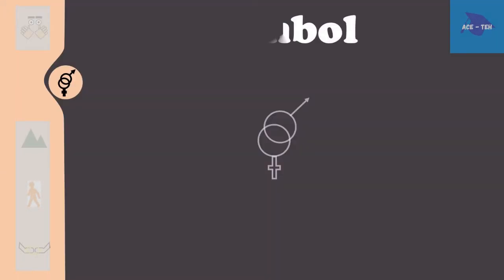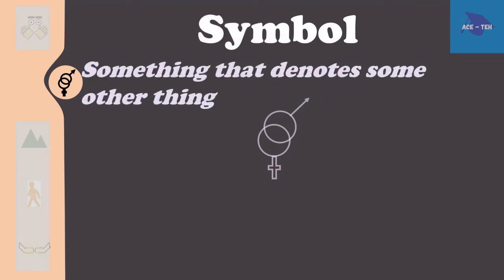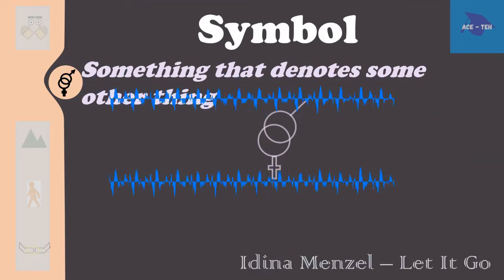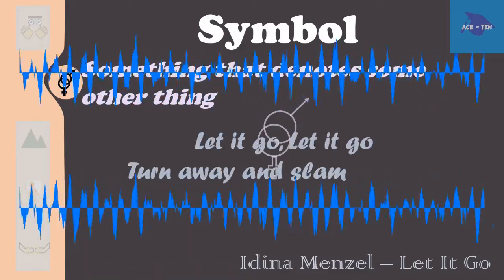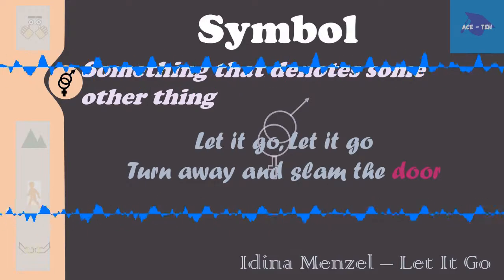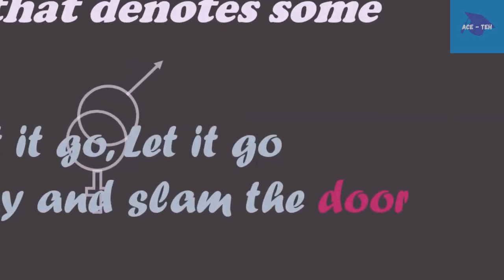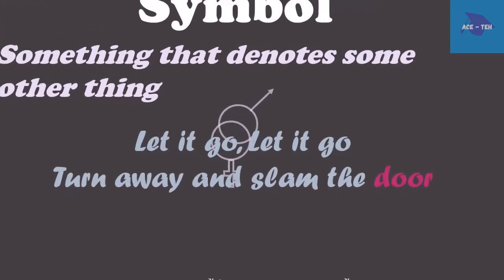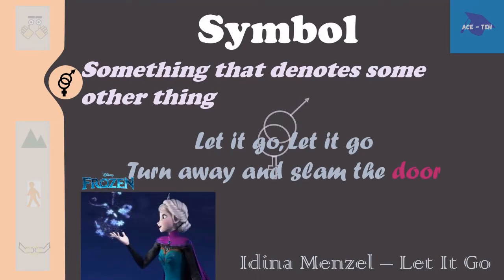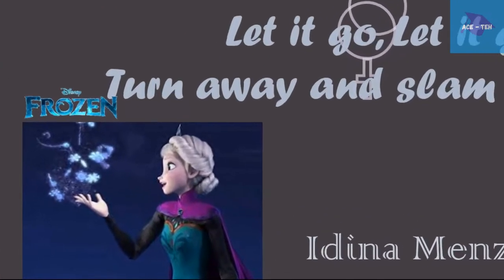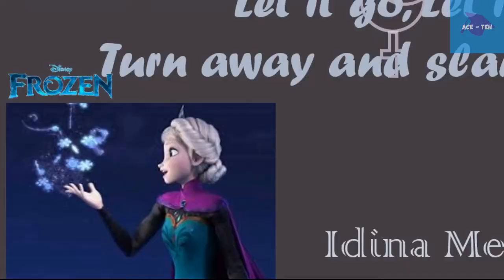Next is symbol. A symbol is something that denotes some other thing. A classic example is the red rose as a symbol of love. Let it go, turn away and slam the door. Here, the door is a symbol of protecting herself from her past, of fear and oppression. Now, don't get me started on the plentiful symbolisms we can find in the video song from Frozen.